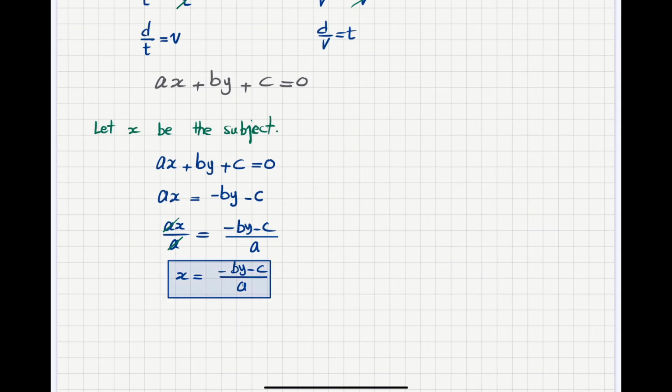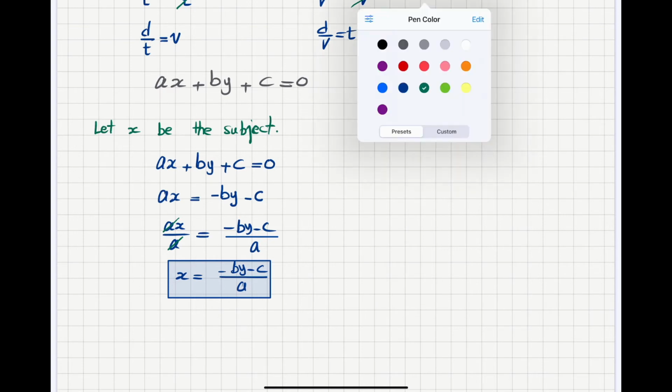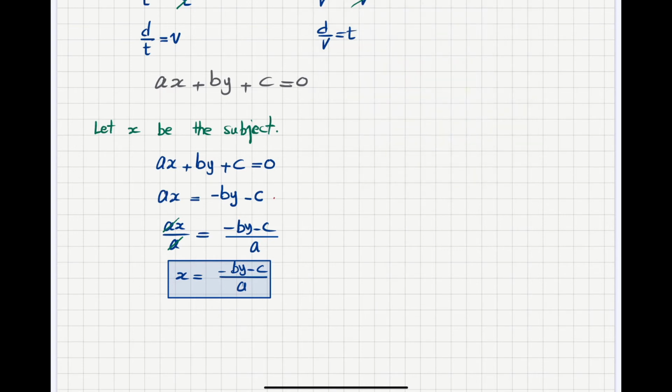Yes? But let me change my color here. You might choose, for example, this one. Here, you can also go in this way. When I divide, the left-hand side becomes x, but I can say to myself there are two terms to divide. That is also possible, not wrong. So if you write minus by divided by a minus c over a, that is also acceptable. Yes? So it doesn't matter how you act. Yes? You write 1 over a times negative by minus c.